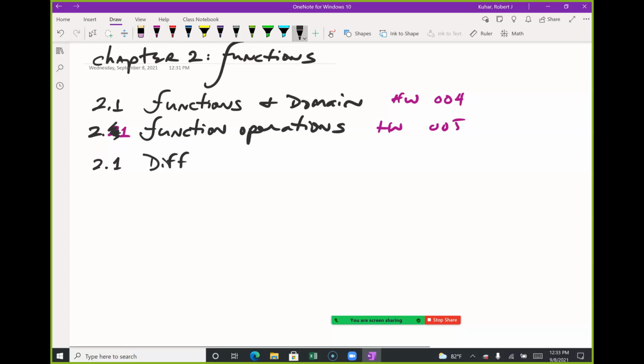Nice writing, Robert. And that is homework 006. So I don't think I'll get to homework 6 today, okay? So I'll get through all of homework 4. Homework 5 is very simple.